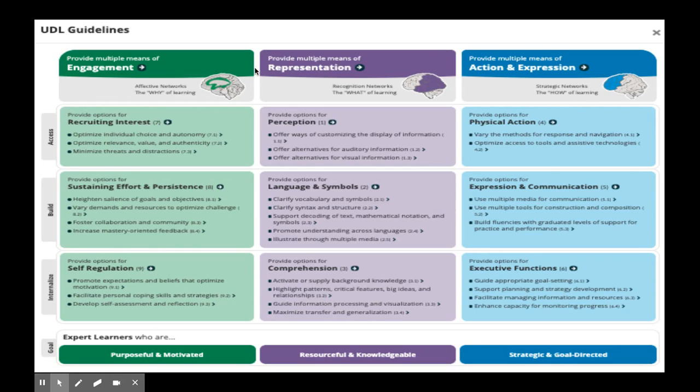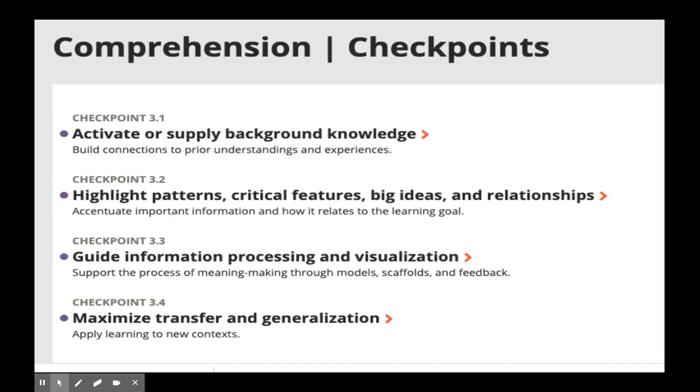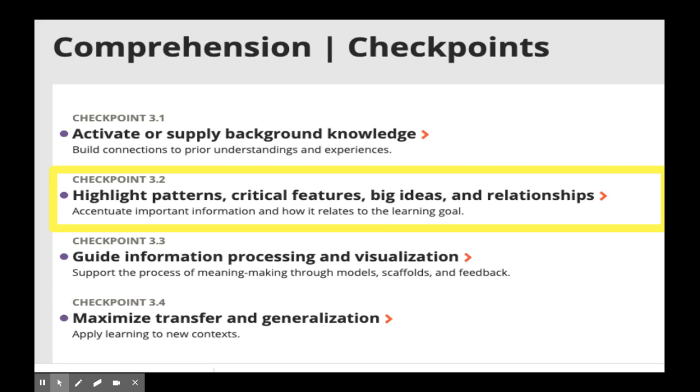So we will continue discussing providing multiple means of representation and focus a little bit on comprehension. We provide options for comprehension because the purpose of education is not to make information accessible, but rather to teach learners how to transform accessible information into usable knowledge. Proper design and presentation of information can provide the scaffolds necessary to ensure that all learners have access to knowledge, according again to CAST.org UDL guidelines. So you will notice then the next few slides highlight critical features, big ideas, and accentuate important information and how it relates to the learning goal. The other checkpoints are touched on.